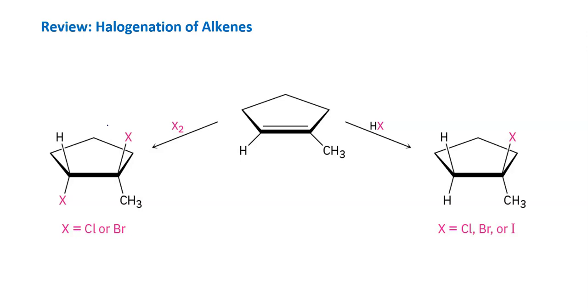But this is also a review of another halogenation reaction you've seen before. You can get a dihalide by using either bromine gas or chlorine gas, or just a monohalide by using HBr or HCl or HI.